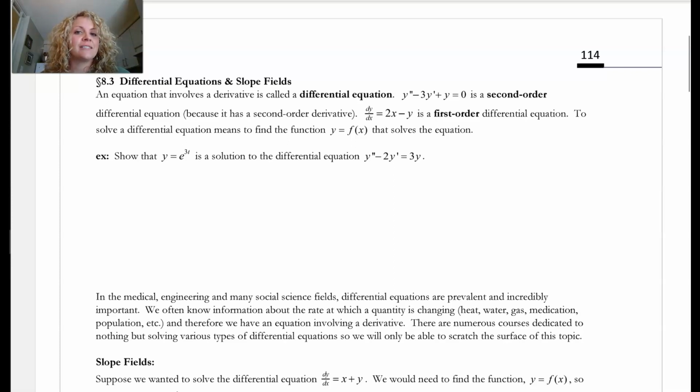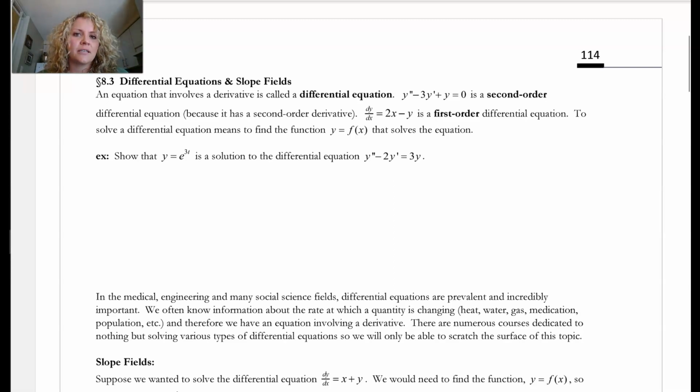So we're actually going to skip ahead for now to section 8.3 in our spiral. Before we get started, let's just talk about what is a differential equation. We know the word differentiate means to take the derivative. So differential equations are just equations that involve a derivative.